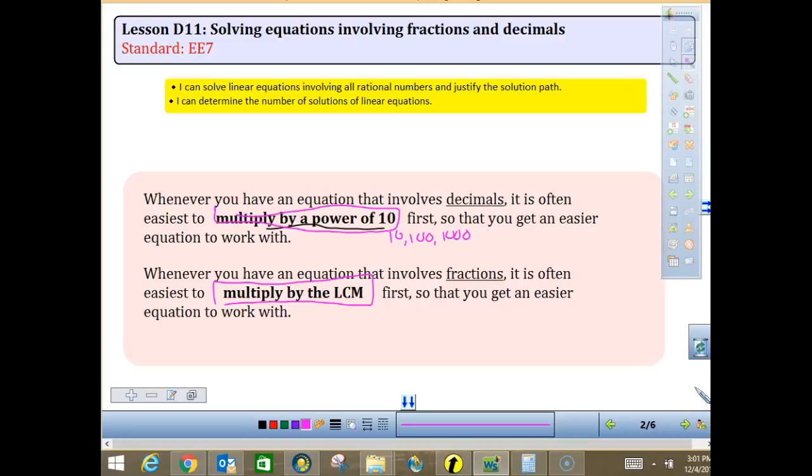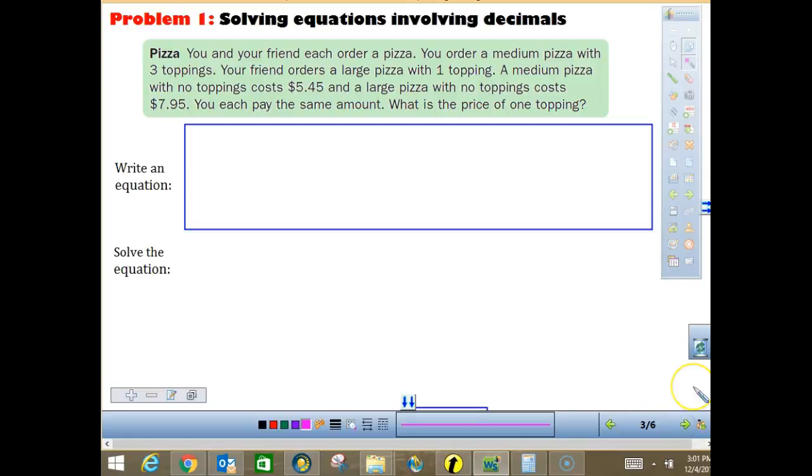So, Jaden, I want you to go to your notes. I know, but I want you to go to your notes.